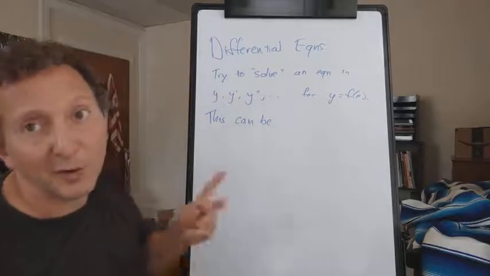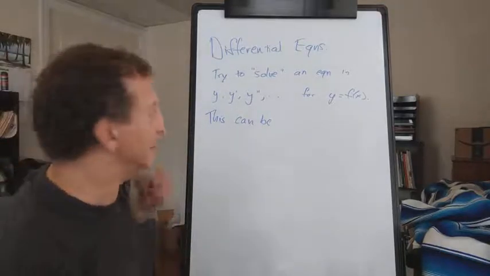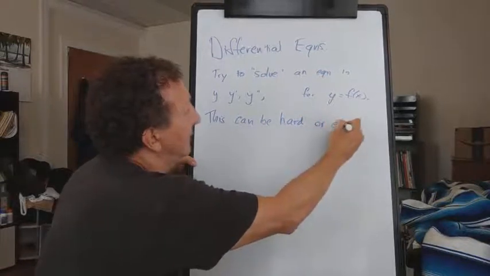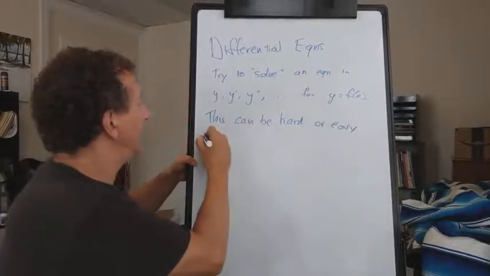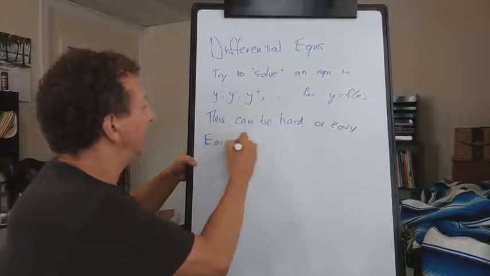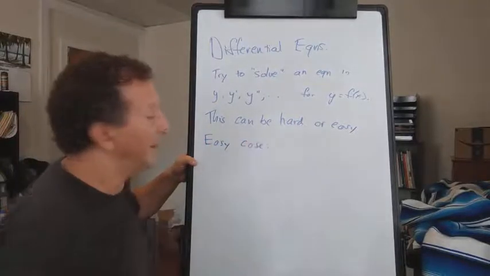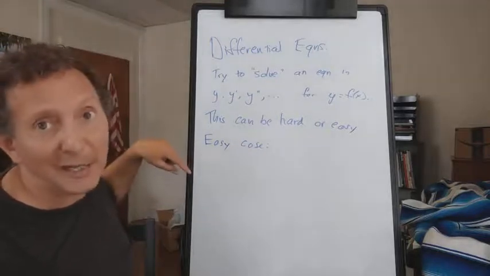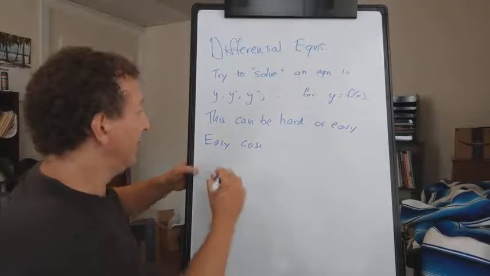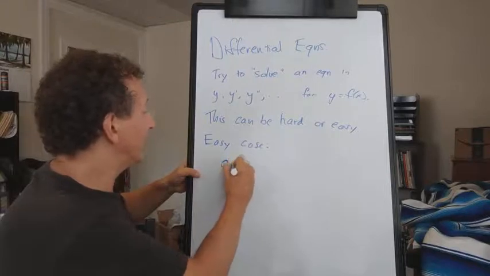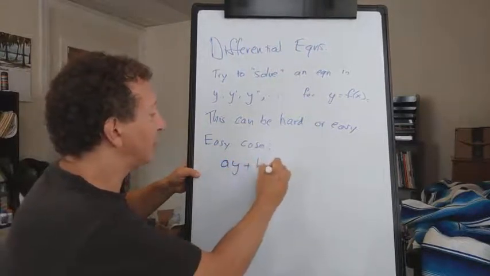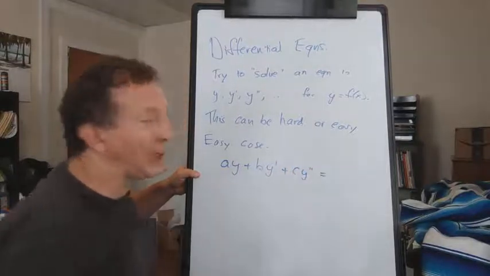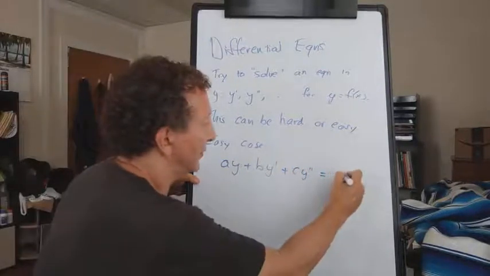In general, this could be very hard or it could be easy. The easy case is when we have a linear combination of y and its derivatives. That is, some multiple of y plus some multiple of y prime plus some multiple of y double prime equals some other function, say e to the x.